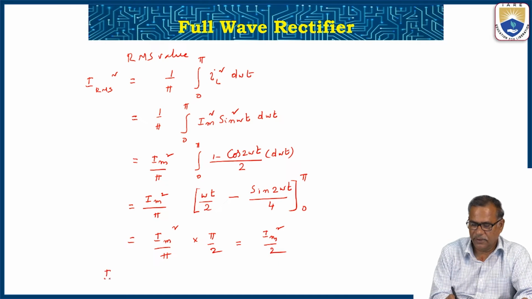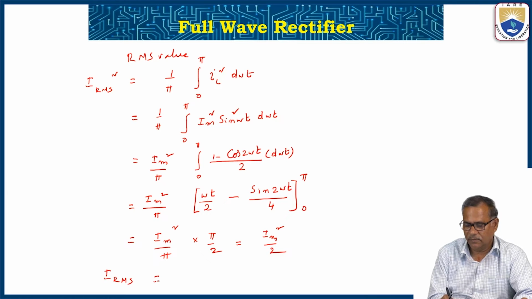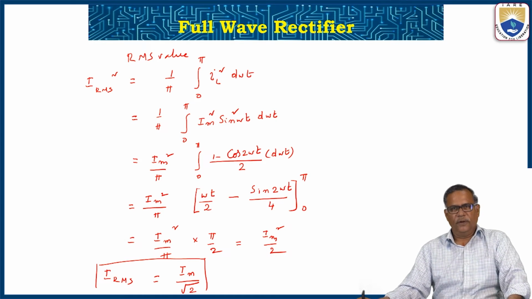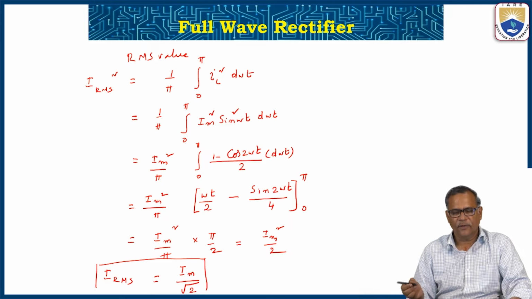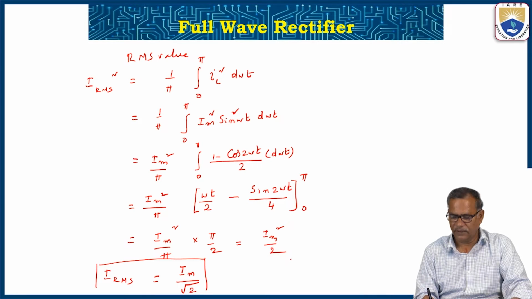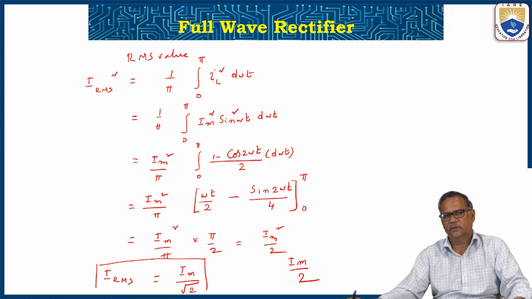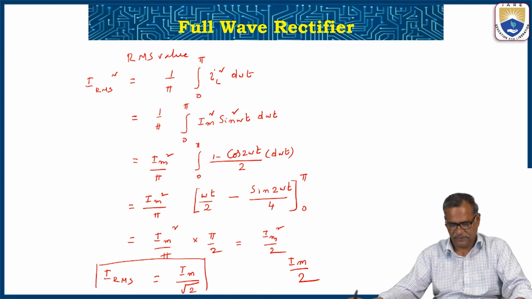So the actual RMS value you get by taking the root of it. So IRMS is equal to Im divided by root 2. So this is the value for full wave rectifier. What is the corresponding value for half wave rectifier? We know the corresponding value for half wave rectifier is Im by 2. So naturally we can say that the RMS value of current is larger than the value which we get using the half wave rectifier. So full wave rectifier is superior as far as the RMS value is also concerned.